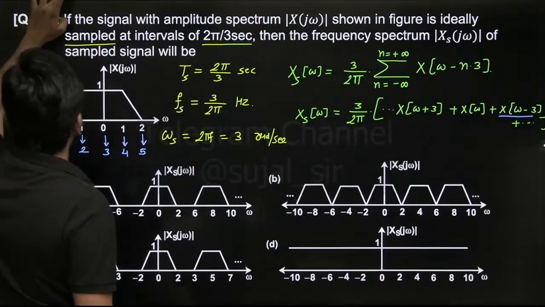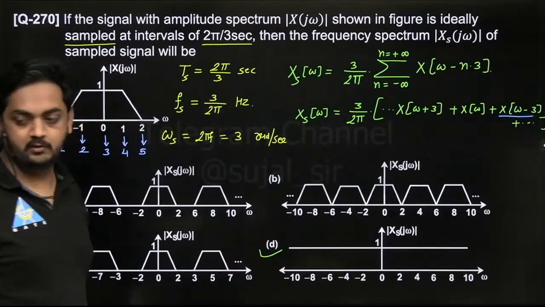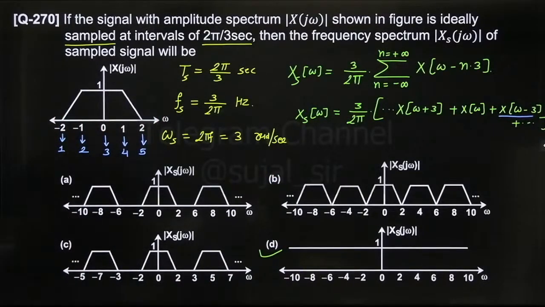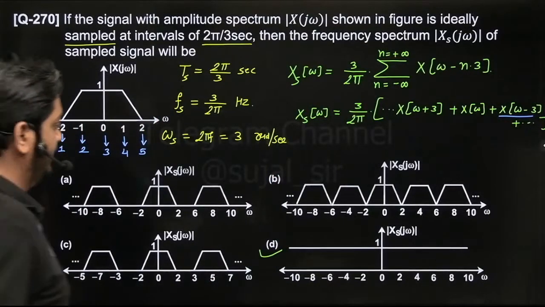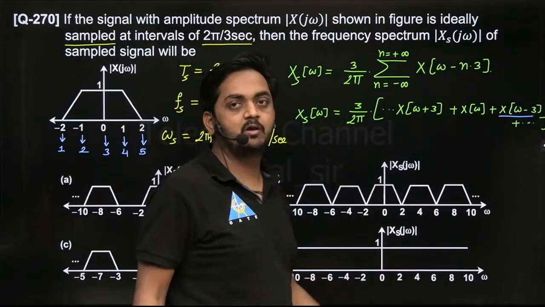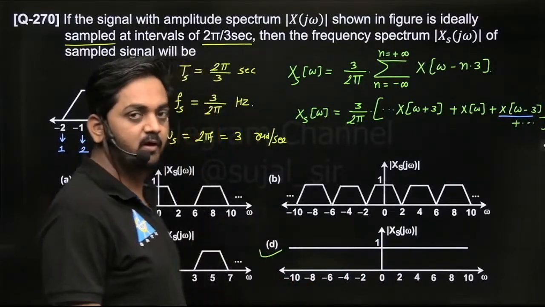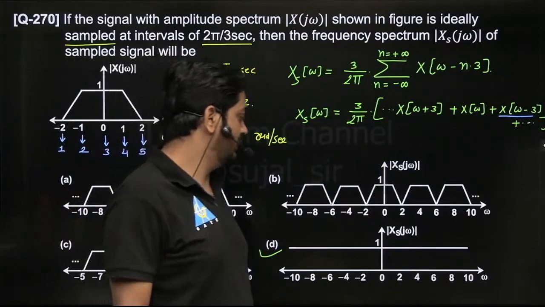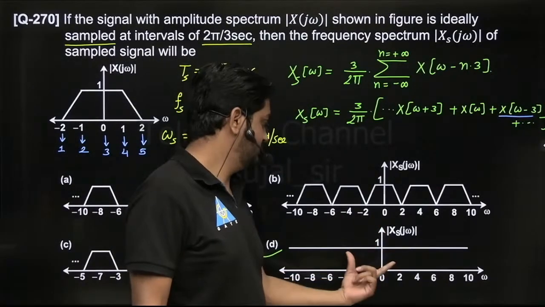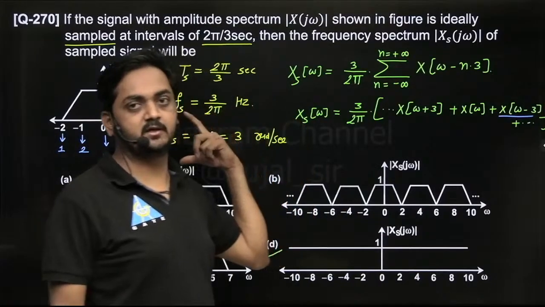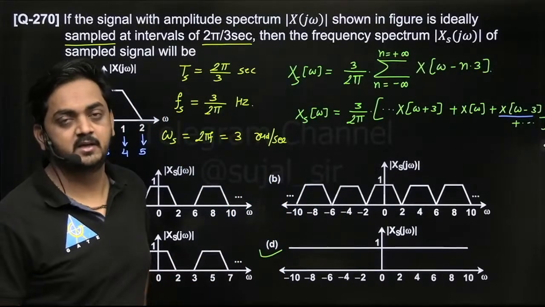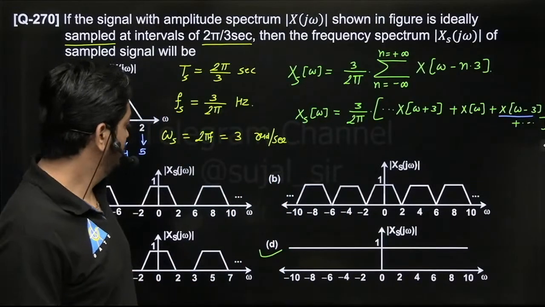So the correct answer is option D. I hope all the students got this. The correct answer is option D, guys. Here it will be 1 for all omega, and this is nothing but what, guys? Undersampling. From this you cannot reconstruct the original signal because this is undersampling, guys.